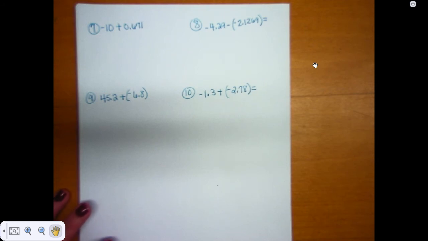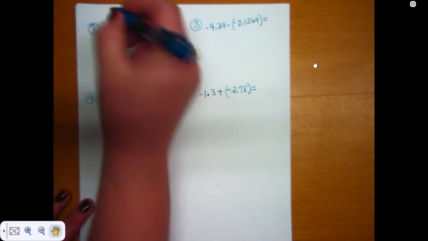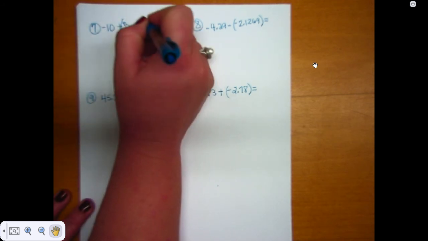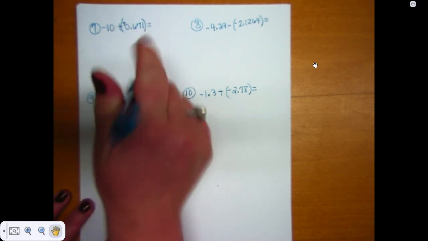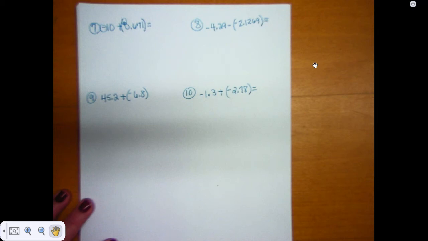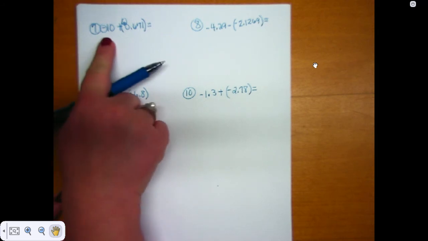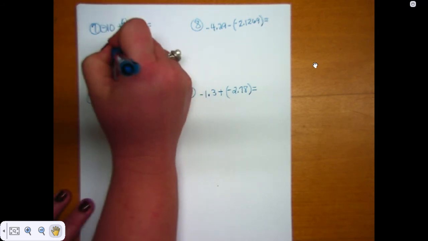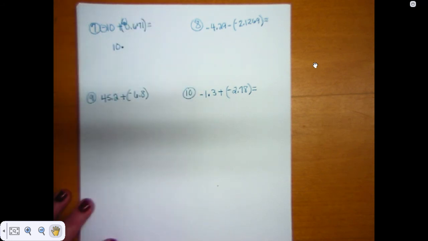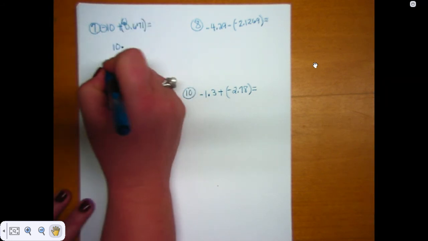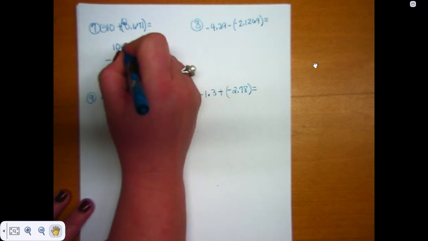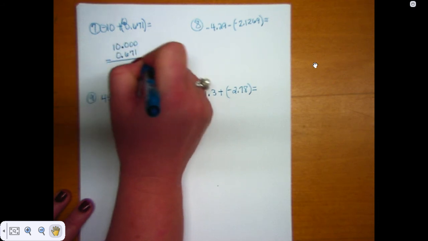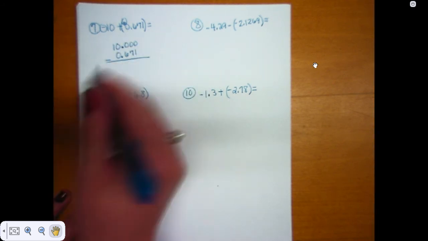Okay, so let's do negative 10 plus 0.671. I know that this is a positive. It is an addition problem, so I'm going to check my signs. My signs are different, which means I'm going to subtract. And I see that this 10 is a whole number, so that means it is 10 with a decimal to the right. And I'm going to subtract 0.671, and I'm going to fill in my zeros just for placeholders. Now I can subtract.